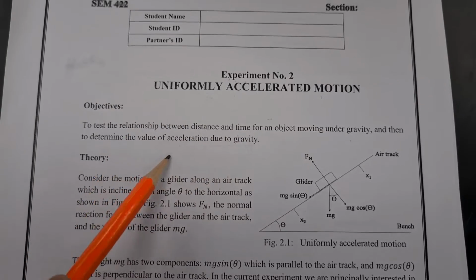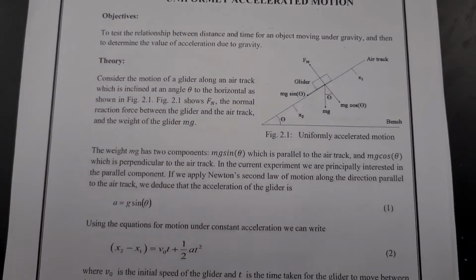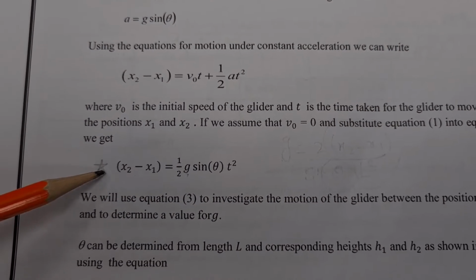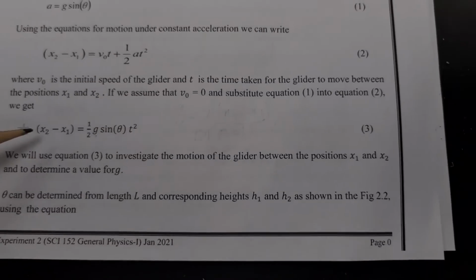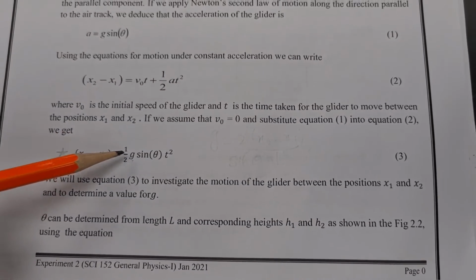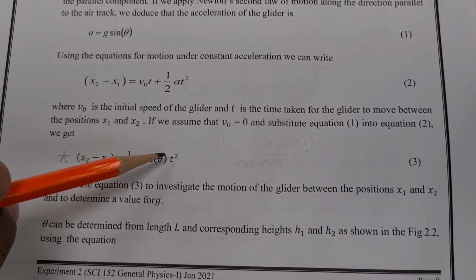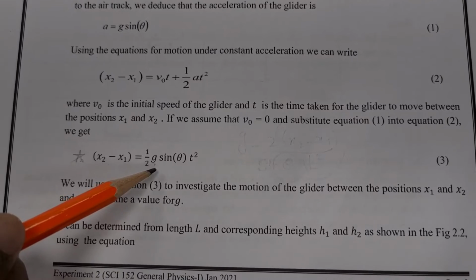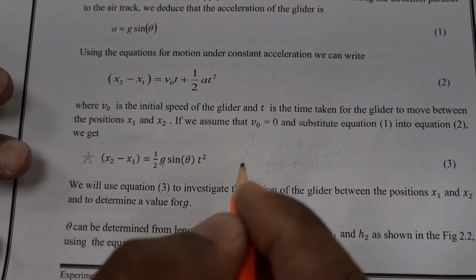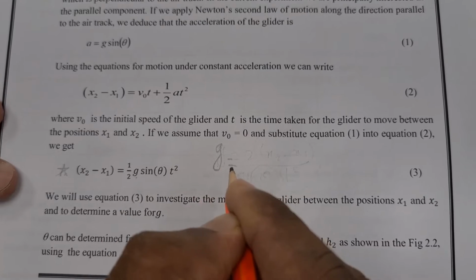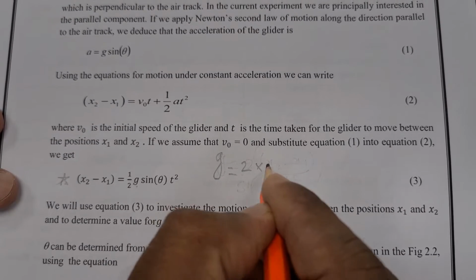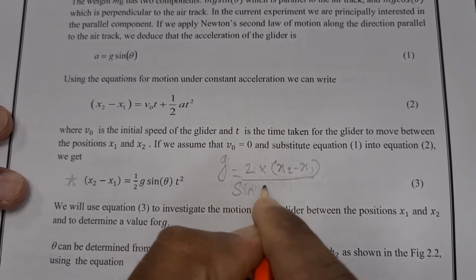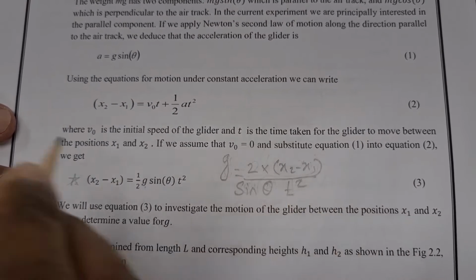For calculating this g value, we are going to use this equation, and this equation will be given in your paper. So what is that equation? x2 minus x1 is equal to g sine theta t square. By using this equation, we are going to calculate the value of g. So how can you arrange it? g is equal to 2 multiplied by (x2 minus x1) divided by sine theta multiplied by t square.